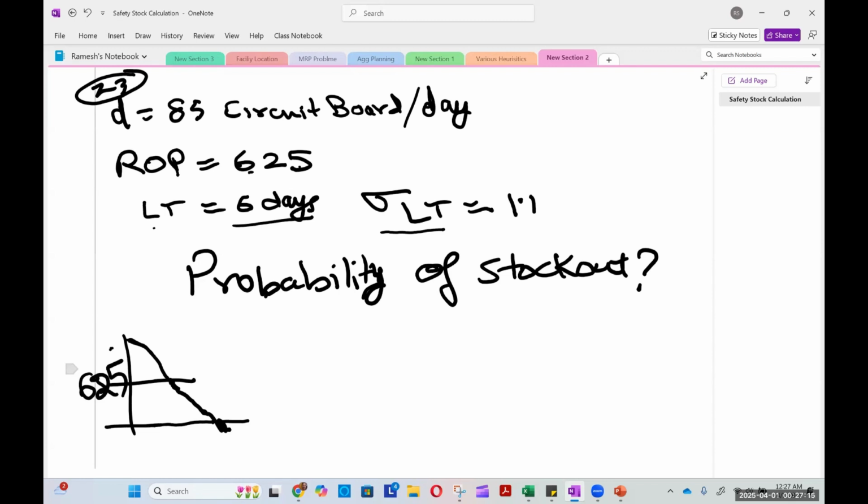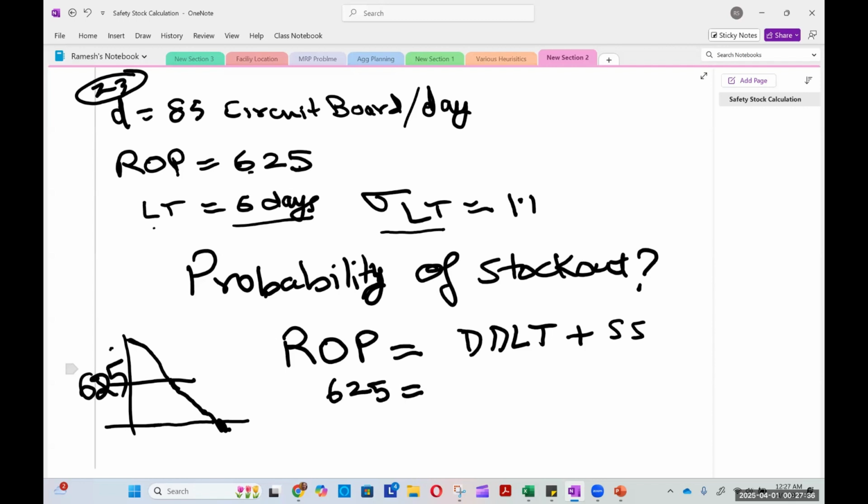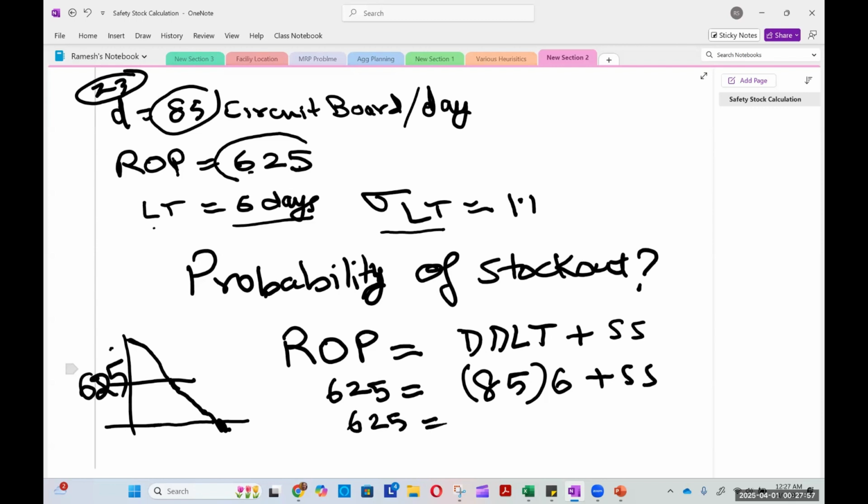Okay, so we know that reorder point is equal to demand during lead time plus whatever is the safety stock. That's the formula. So 625 is equal to demand during lead time, and the demand during lead time on average is going to be demand of 85 units times the lead time of 6 days, plus the safety stock. So if you do this calculation, you will get 625 is equal to 85 times 6, which is 510, plus the safety stock.